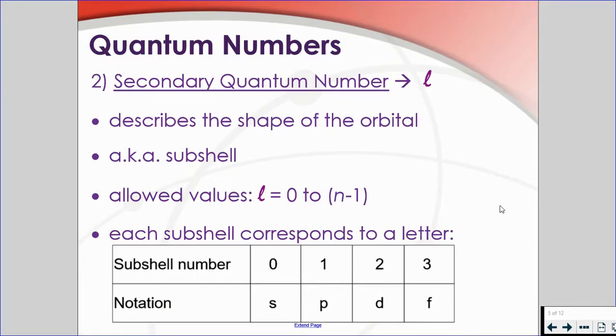The secondary quantum number has a symbol of l. This describes the shape of the orbital. It was noted that each of the shells in Bohr's theory can actually be divided into subshells. So the energy levels can be broken down into sublevels. These subshells are known as s orbitals, p orbitals, d orbitals, and f orbitals. They have a subshell number of 0, 1, 2, and 3, respectively.